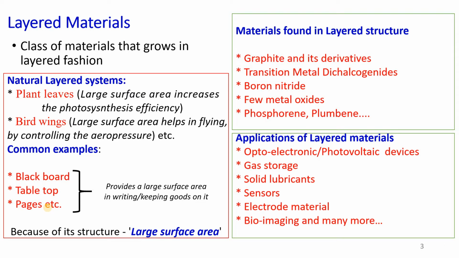Now coming to material systems, a few materials grow in a layered fashion, like graphite and its derivatives, transition metal dichalcogenide systems, boron nitride, a few metal oxides, phosphorene, etc. Because of their large surface area and unique properties, these materials are quite effective for application in the field of photoelectric effect devices, photovoltaic devices, gas sensors, solid lubricants, electrode materials, and many more.